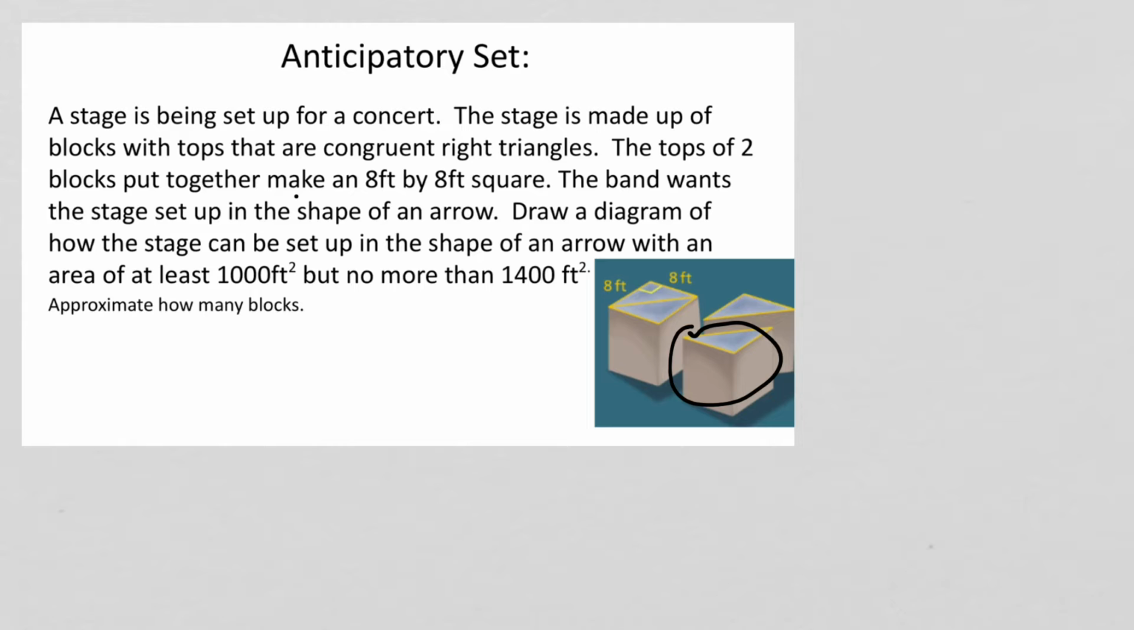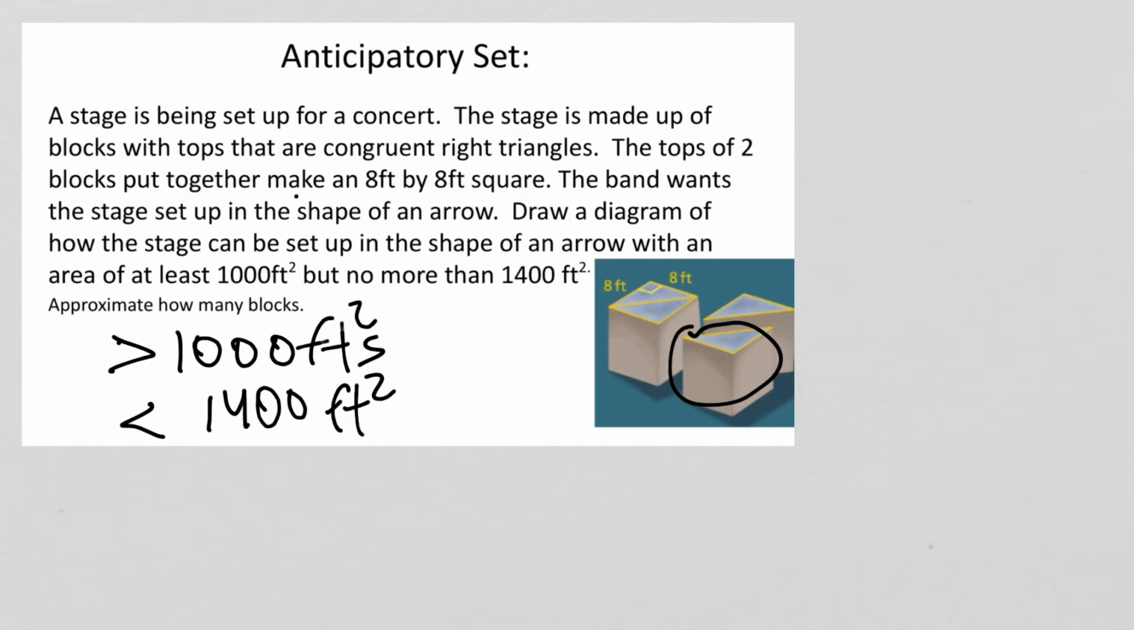Draw a diagram of how the stage can be set up in the shape of an arrow with at least an area of 1,000 feet. So, greater than 1,000 feet, but no more than, less than 1,400 feet squared.